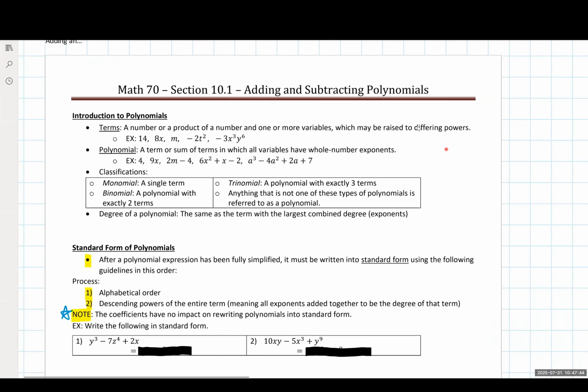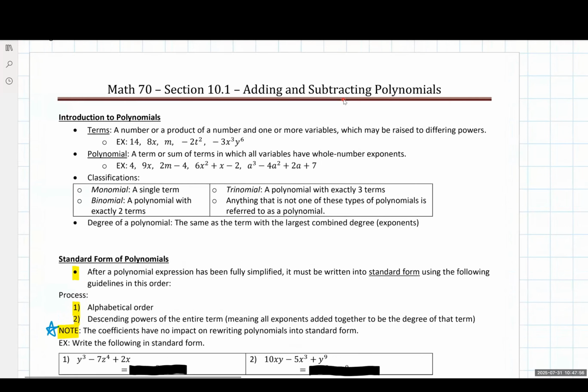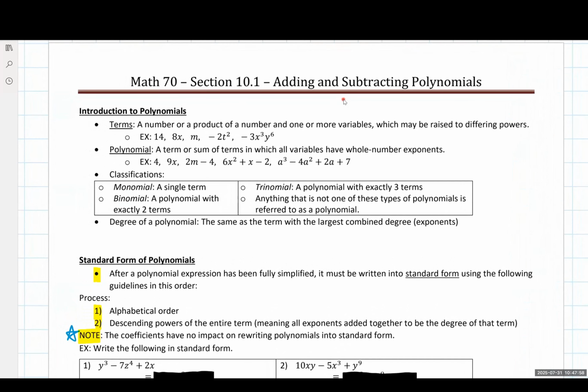So 10.1, we are working with adding and subtracting polynomials together. Now, before we do the actual process of adding them together, I do want to go through a couple specifics and some terminology that's showing up here and is crucial to this material as well. So we want to start off with our definition of what terms are.